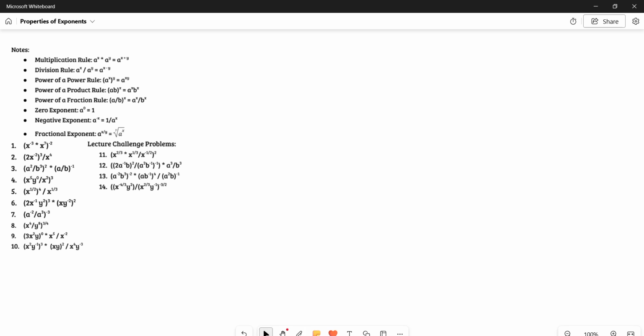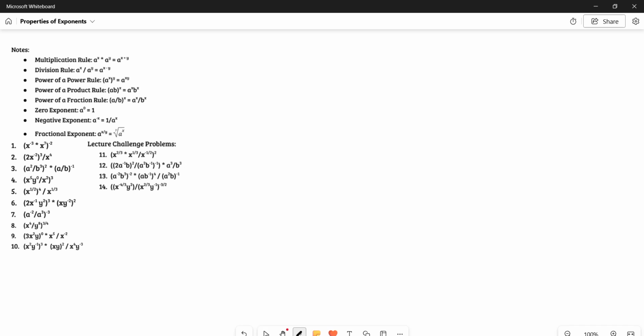Fourth is the power of a product rule. Let's say we have two bases a and b, and we bring that to the power of x. This is the same thing as a to the power of x times b to the power of x. And then for the fifth one, the power of a fraction rule, this is basically the opposite: a over b to the power of x is a to the power of x over b to the power of x. That's basically it.